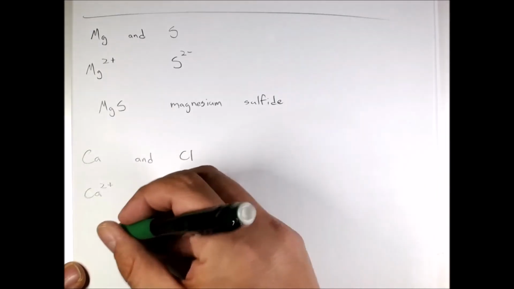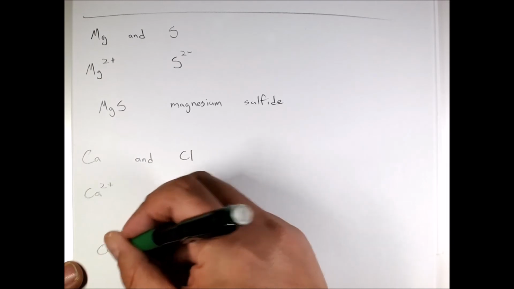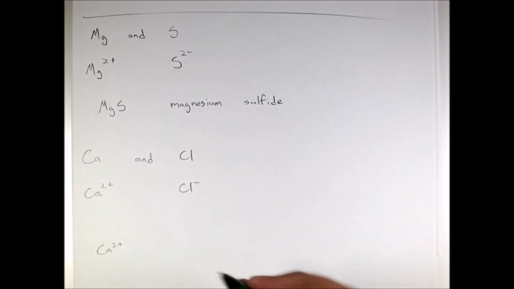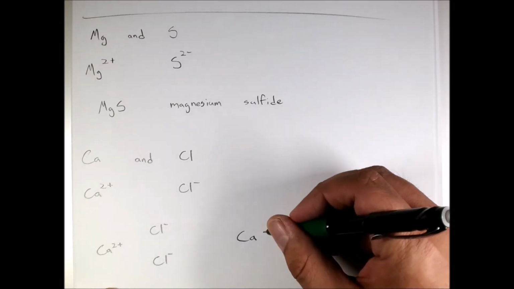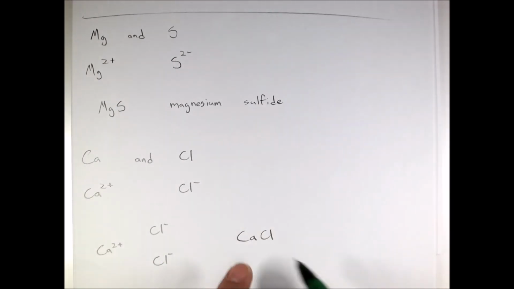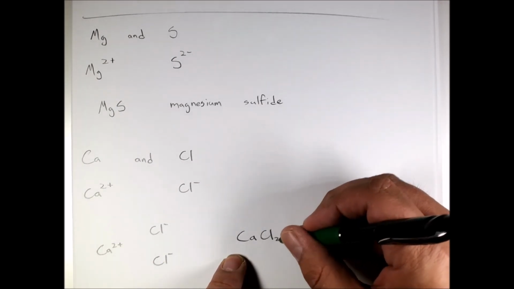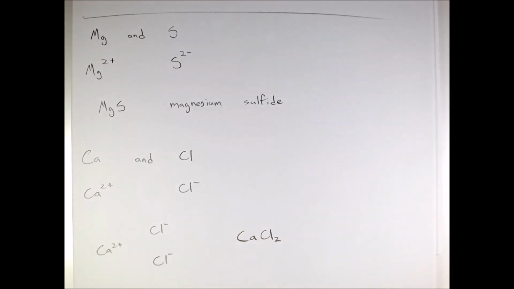So there's a couple ways to do this. I'm going to do it the longer way right now. So if you write it out, we need 2 of those so it balances out. And we end up with Ca, Cl, and then we have to put the subscript over here to tell us that there's 2 of them.